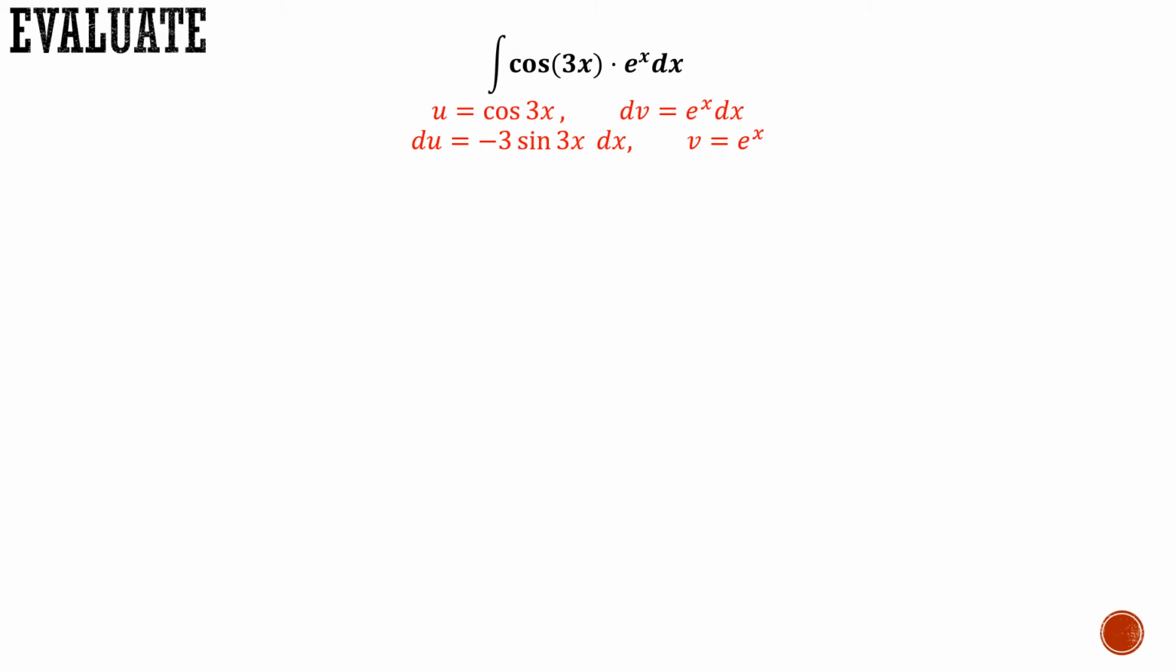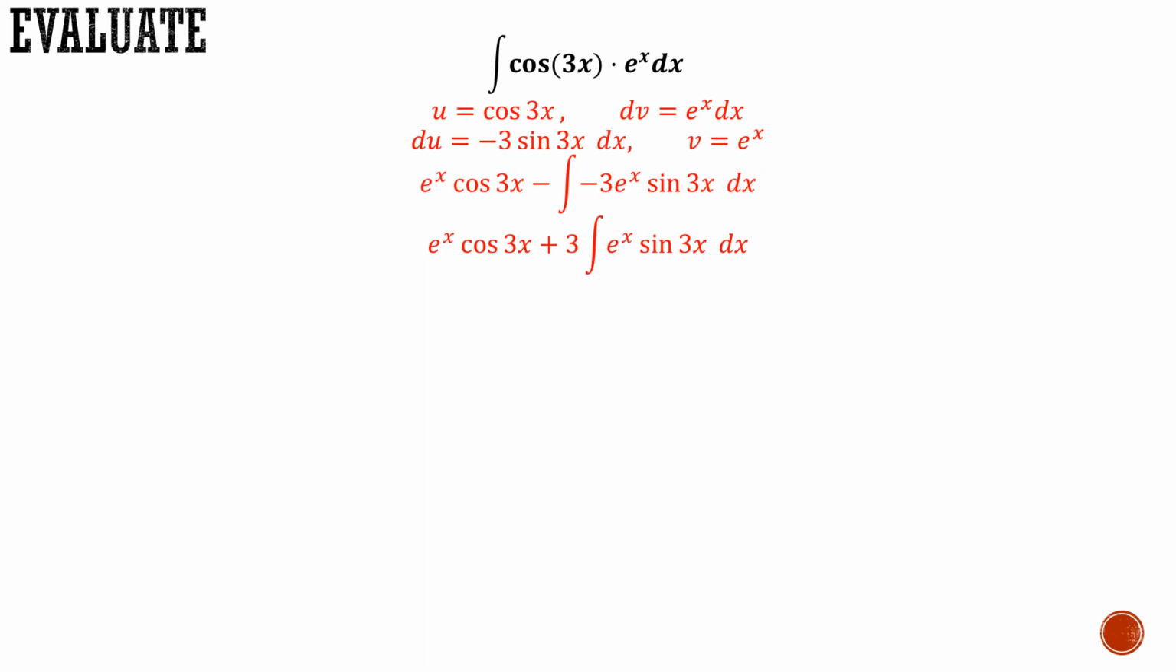So now plugging into my formula, I have e to the x cosine 3x minus the integral of negative 3 e to the x sine 3x dx. I'm going to take that negative 3 out of my integral to have e to the x cosine 3x plus 3 times the integral of e to the x sine 3x.